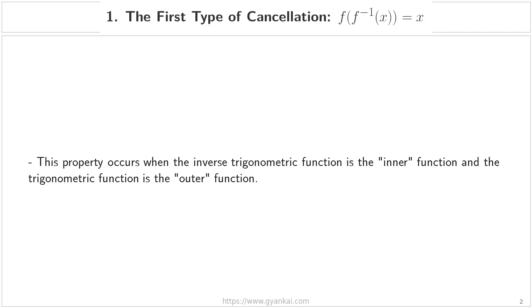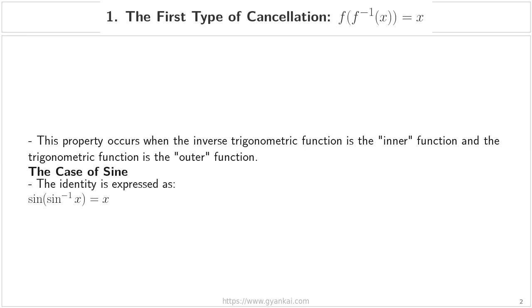Now, let's dive into the first type of cancellation. This specific scenario occurs when the inverse trigonometric function is the inner function and the standard trigonometric function is the outer function. Let's look at the sine function as our primary example. The identity here is expressed as the sine of the inverse sine of x equals x.